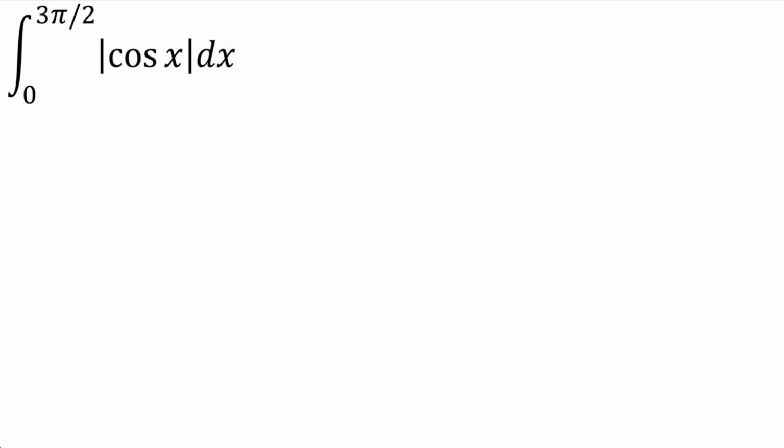Okay, in this video, we will solve this problem right here. So we have the absolute value of cosine x, and it's being bounded from 0 to 3 pi divided by 2. Now, because we have an integral with an absolute value, we have to approach this problem a little bit differently. We actually need to split it up.